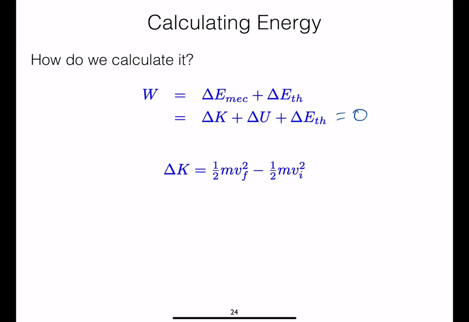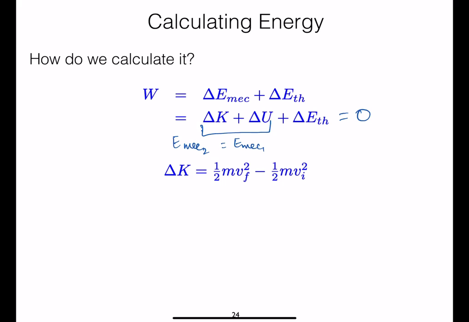So here we can write this. This part was pretty much E mechanical 2 equals E mechanical 1, so that was equal to 0. That was what it was. Let's say I started with some amount of work done.